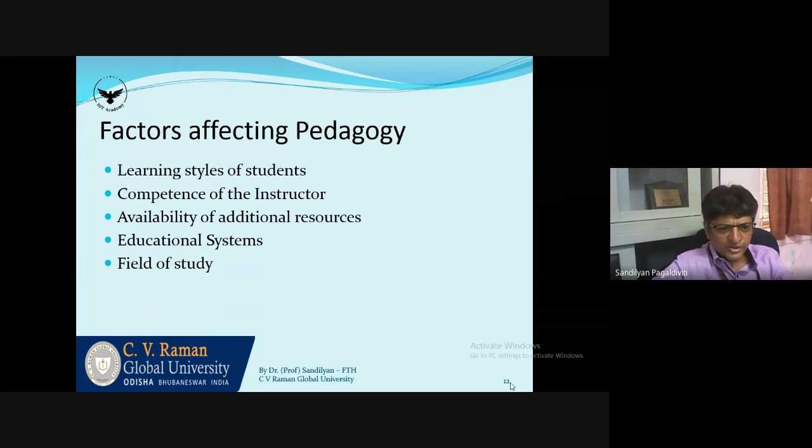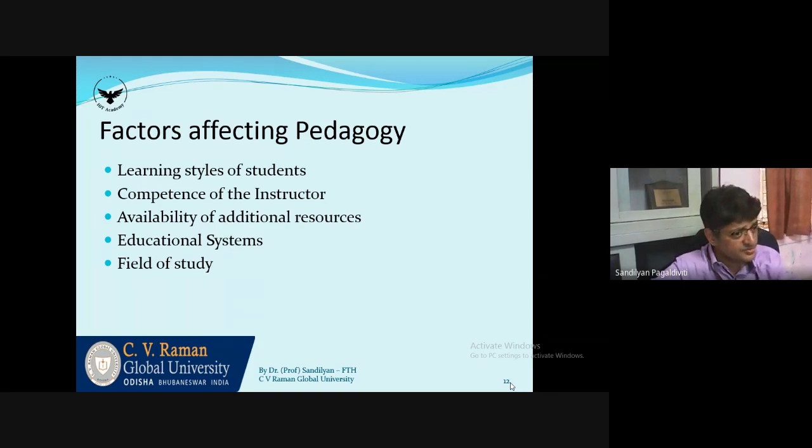Availability of resources: yes, if you have an OHP, if you have a PowerPoint facility, if you have different kinds of whiteboards, blackboards, or multiple boards, if you have access to smart classrooms where you can play videos, all these are teaching aids. They do help in delivery of a session.